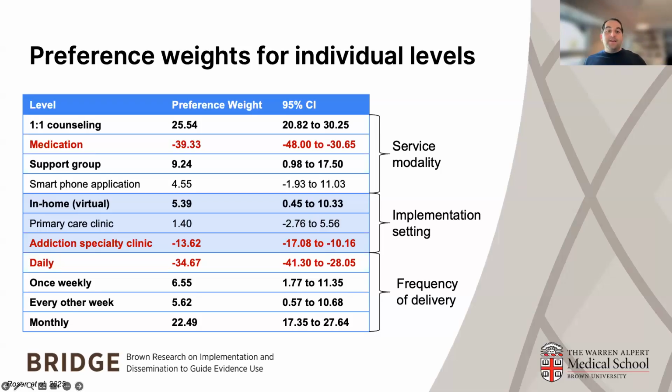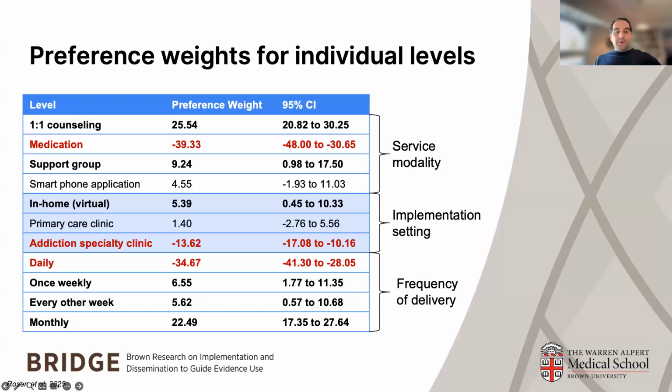And so the way that you might interpret some of these, for example, is that if we go to that first section of service modalities, we can see that individuals really had strong preferences for one-on-one counseling. So you can see here the preference weight being 25, and the confidence interval does not overlap 0. But if we compare that to medication, like you see in red, individuals really had a strong aversion to medication, which is exhibited by the fact that the preference weight was close to negative 40, and this value also did not overlap the null value of 0.